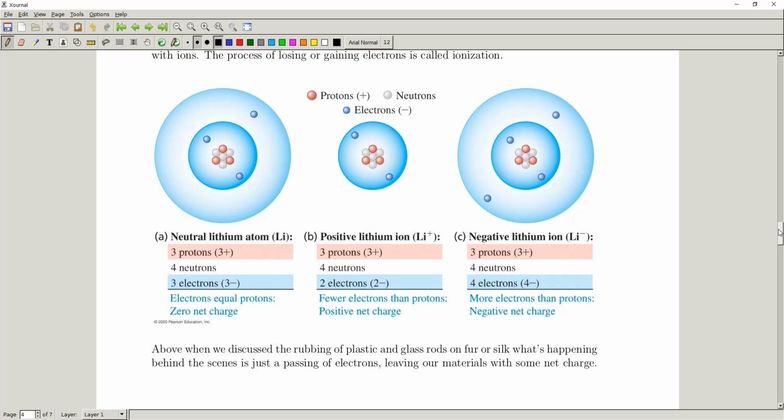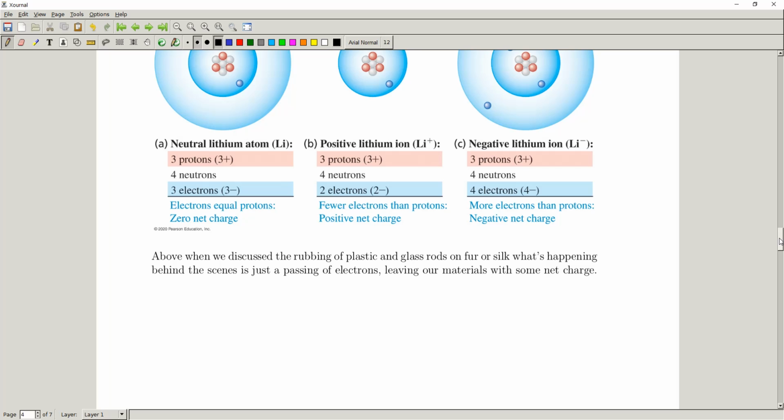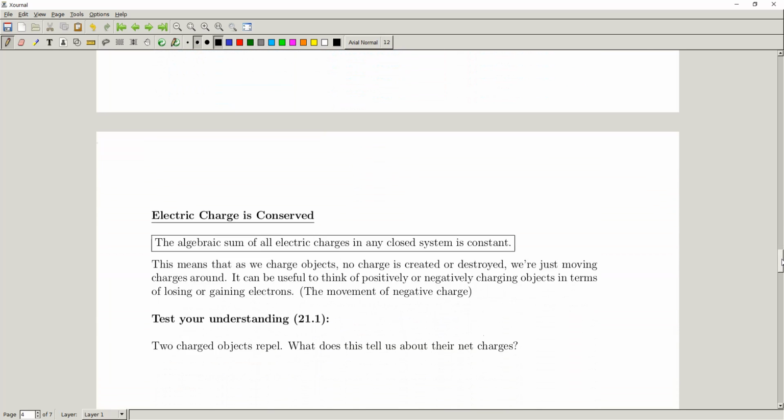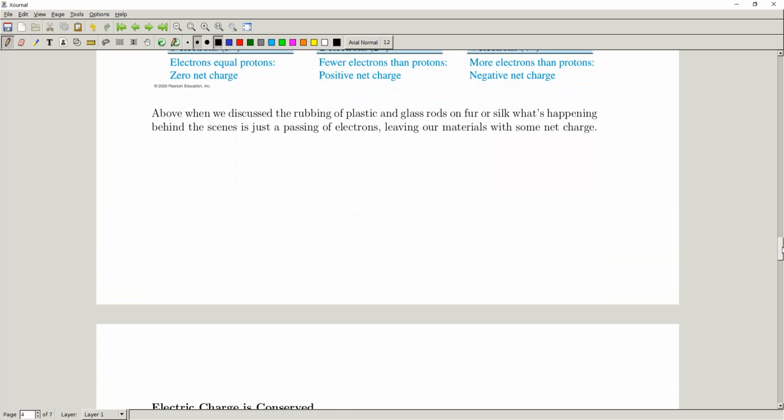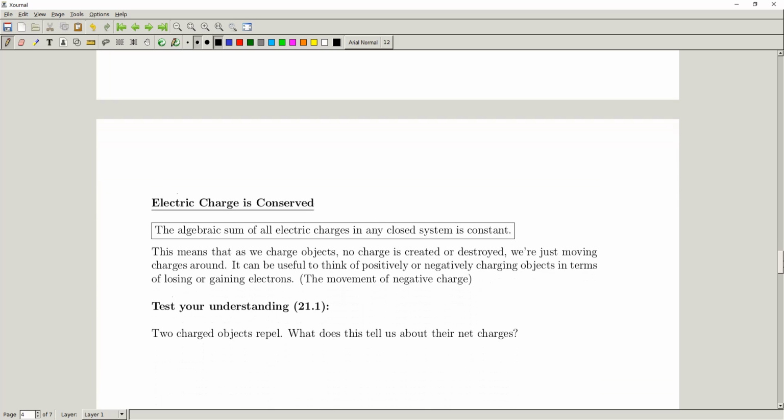We're passing electrons back and forth between the rod and the material, depending on which type of material and what type of rod we're using, ending up with rods with some net charge, and in the end this allows us to see this sort of attractive or repulsive force depending on how we set things up, right? Okay, so that was a brief primer on electric charge.